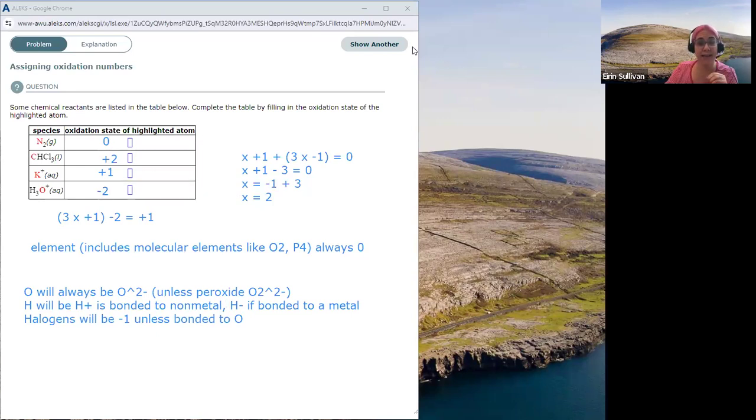All right, so that is key, because if you can assign oxidation numbers to everything in the chemical equation, you can work out if it's a redox reaction or not. Remember, oxidation is an increase in oxidation number from the reactant to the product side, and reduction is a decrease in the oxidation number from the reactant to the product side. We'll come back to that in a minute.